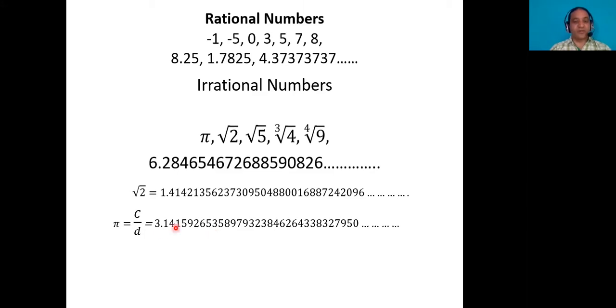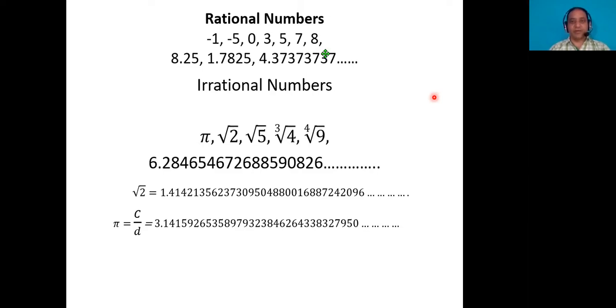But the value of pi till today has to be seen like this: 3.1415926533896723846264333. So you will see that this is a non-terminating, non-recurring, non-repeating decimal. Hence this is said to be an irrational number, or you can say that every irrational number has this type of decimal representation.